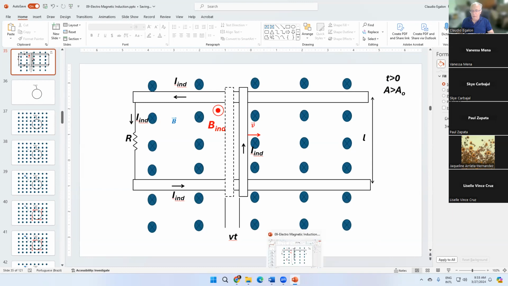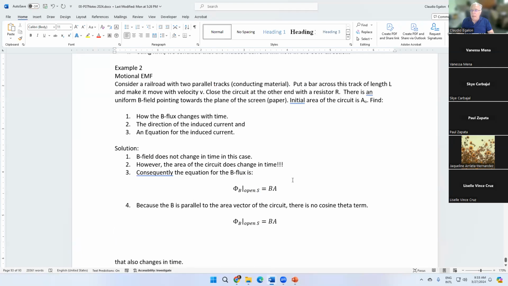The amount of increase in the area is going to be like that, B times A naught plus vt times L. Make sense? vt times L, here is what I call the delta A. I'm going to even emphasize that what we have here is A naught plus delta A. But delta A is given by vt, the linear displacement, times the size of the circuit, vtL. How the B flux changes in time, we got it. We got the equation.